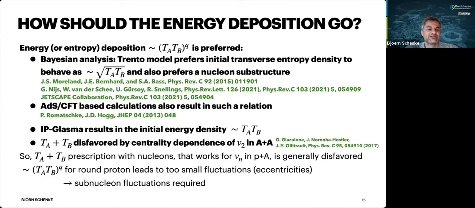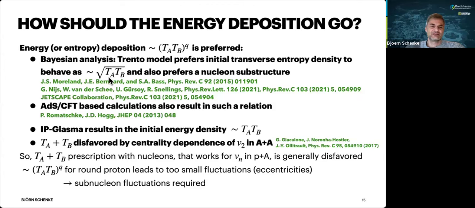What should be correct? There are some arguments that tell you should not use the sum of thickness functions, but you should have something like the product. And that's coming from several pieces of evidence, I would say. What is preferred according to, for example, the many different Bayesian analyses that have been done, is that the energy or entropy deposition should go like TA times TB to some power. That's been done, for example, with this Trento model that I briefly mentioned last time. That's just a parameterization of how this energy deposition should go.